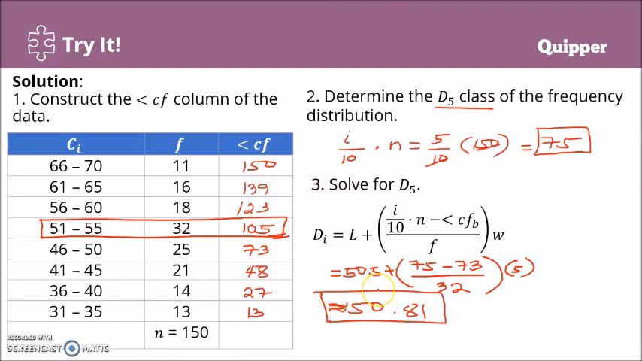Okay? What does it mean to have D sub 5? D sub 5 ito, no? 5th decile yan. What does it mean when D sub 5 equals 50.81? Meaning, 50% of the scores are below 50.81. And 50% of the scores are also above 50.81. Meaning, 50.81 is the middle score. Okay, it's the middle score.